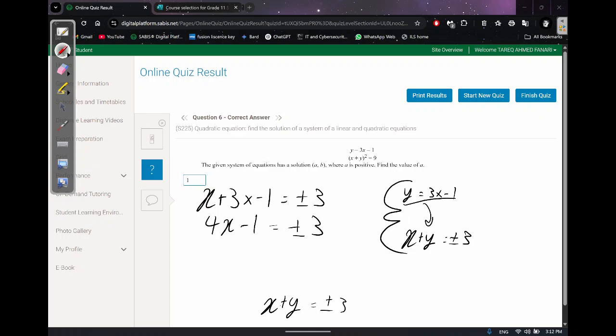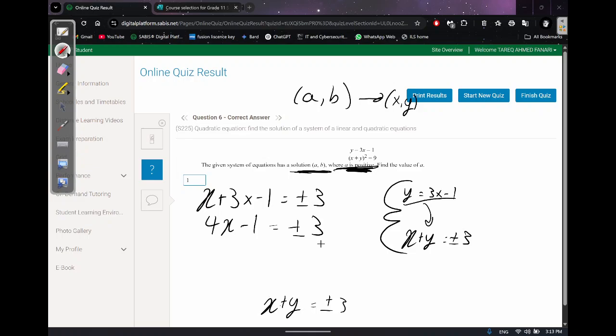But here now you need to read the question. The system has a solution a comma b. Now remember, in Cartesian notation or the Cartesian plane notation or coordinate notation, there's a lot of ways of saying it. A comma b means x comma y, right? You all should know this. This is where it is important, where a is positive. So you're going to take the positive case, right?